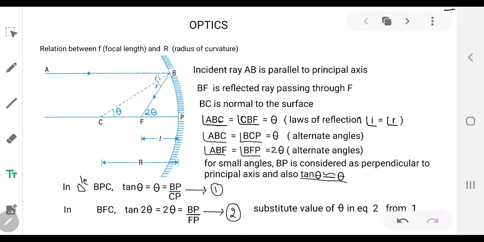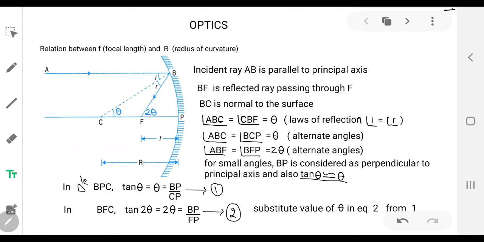This is our physics class and we are dealing with the topic optics. In the previous session we have already discussed the concept of reflection by mirror, types of mirror, and the image formed by both types of mirror, that is, image formed by concave mirror as well as image formed by convex mirror. So in the image formation we have discussed different types of images for different object distances, the nature of image for different object distances.